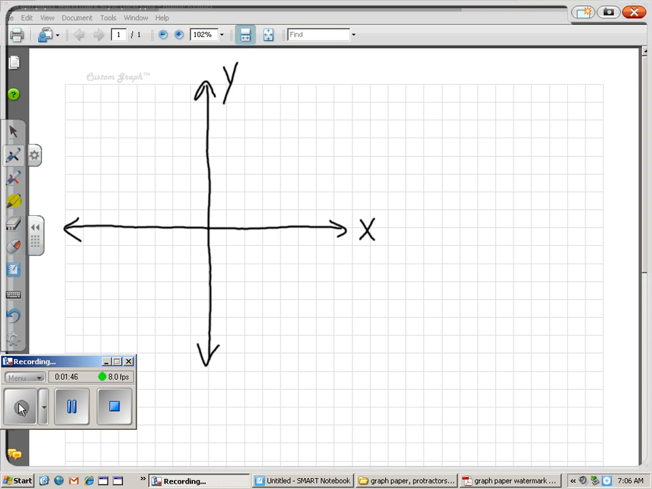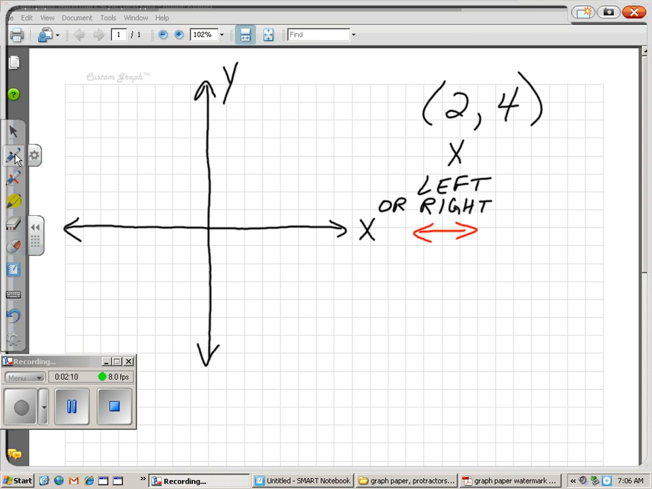So if we go back to the ordered pair 2, 4 that we were talking about a second ago, remember 2 is my x-coordinate. And what direction does the x-axis go? The x-axis goes left and right. So this x-coordinate tells me how many steps to go left or right. Since it's a positive 2, it's telling me to go 1, 2 steps to the right. Okay, that's half of our directions.